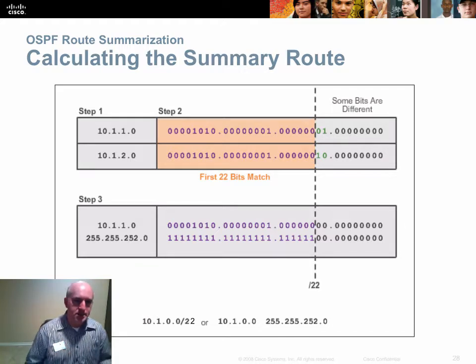So step one is list out all your networks. Step two is compare them left to right. And step three is write the new summarized route. And notice the mask has changed, right? So we had probably some slash 24 networks. They don't show them here, but they may even have different masks, right? They might have been a 24 and a 25. And they've been turned into a single slash 22.